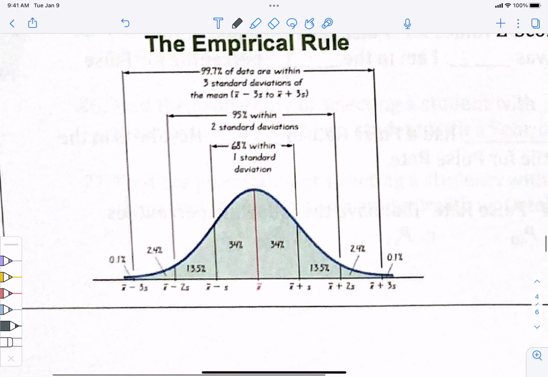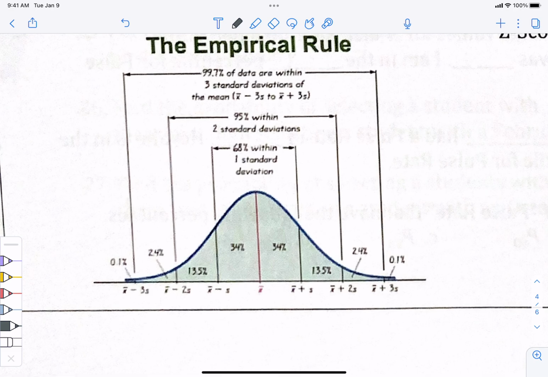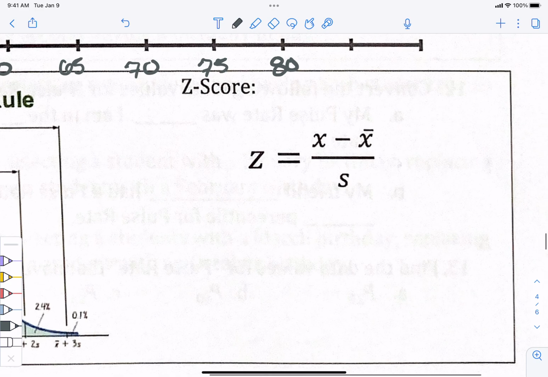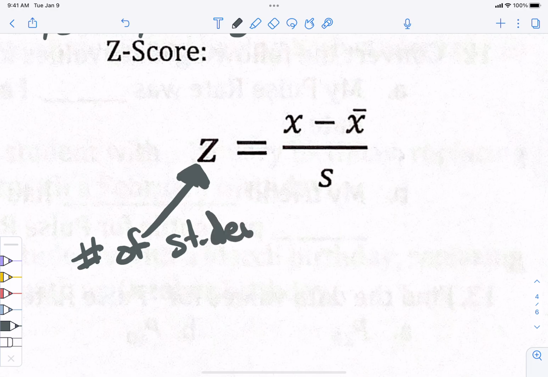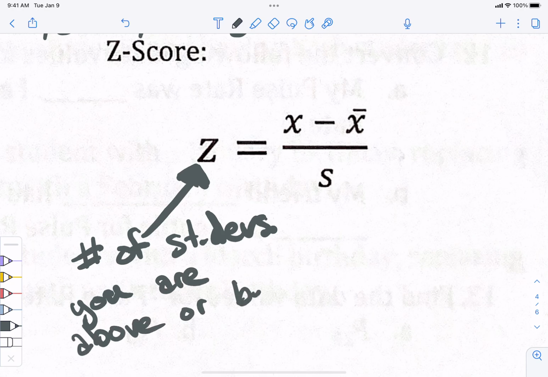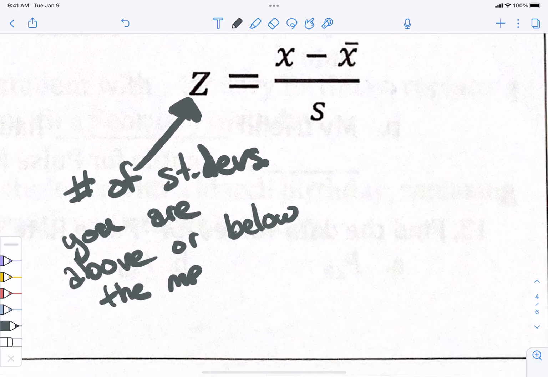Okay. Empirical rule, you guys have a laminated sheet of this that's bigger. If you want to use that, you can. And then z-score. To find a z-score, what does a z-score stand for? Again, do you remember? If I say your z-score is 2.5, what's that mean? That's the number of standard deviations you are above or below the mean. If you're below the mean, you're negative. If you're above the mean, you're positive.